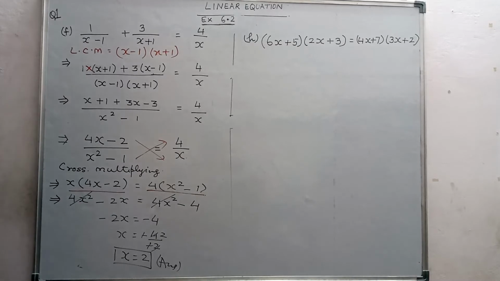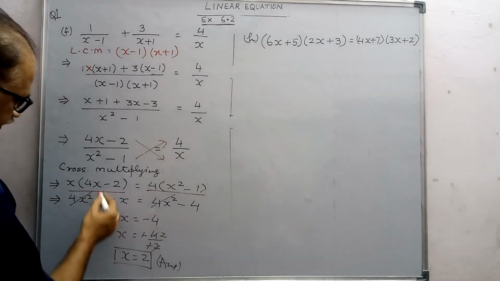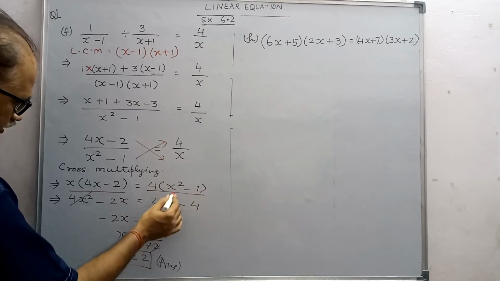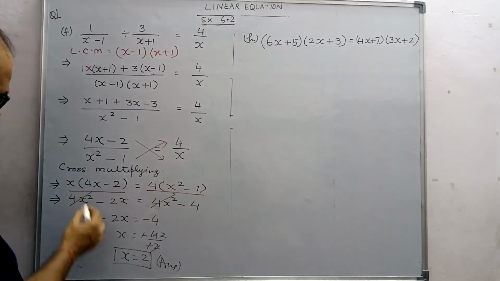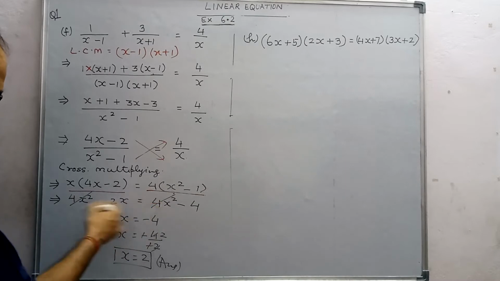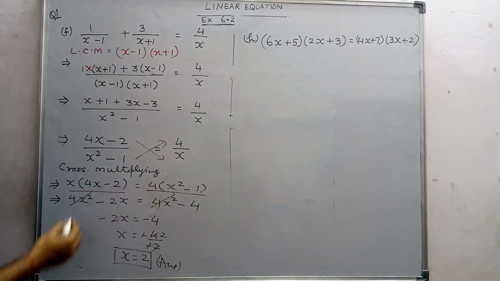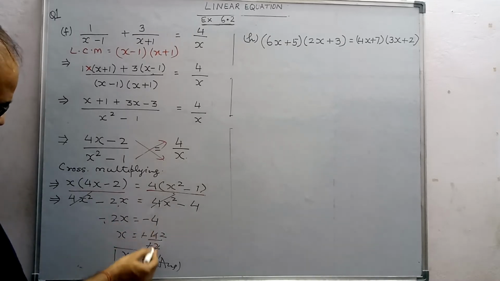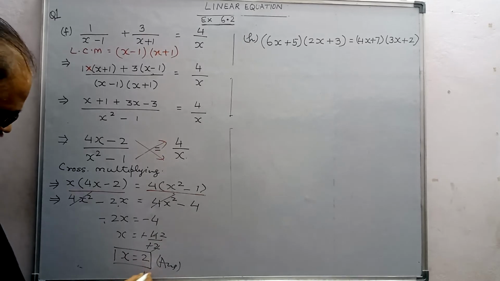Open the brackets: 4x square this side, 4x square this side, 2 into x, 2x minus 2x, 4x square minus 4. So this term will be cancelled out. Both sides they are present, so if you transpose, they will be cancelled out. You can directly cancel them. Minus 2x is equal to minus 4 you get. x is equal to minus 4 upon minus 2, minus minus cancel, 2 and the 2 to the 4, so x is equal to 2. Answer.